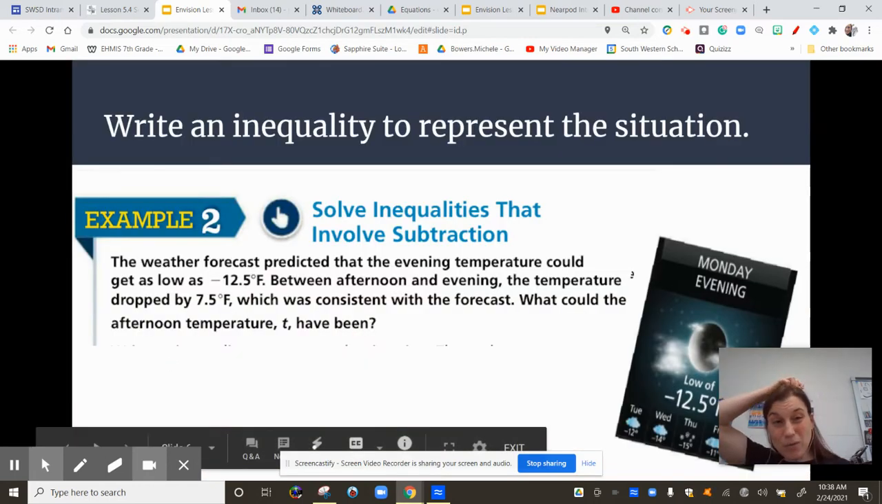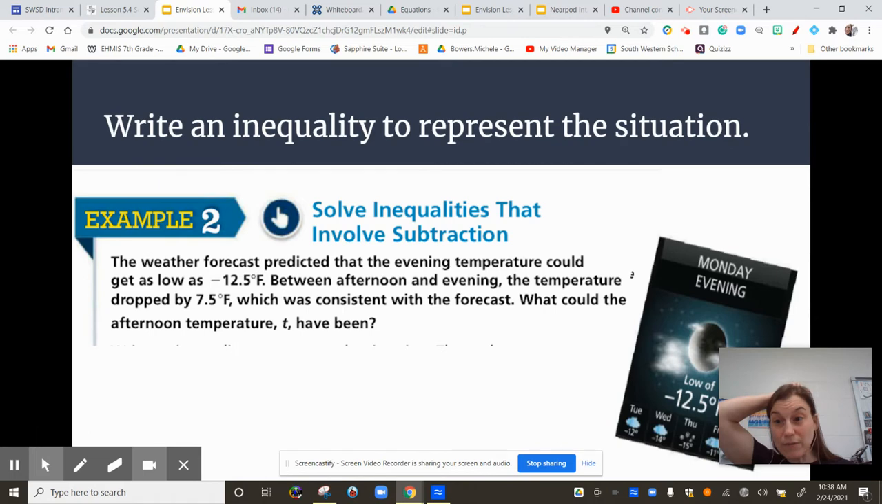So here's a second example. I jumped right to page 275. We'll come back and do the try it. Here's page 275. This one is involving subtraction. The weather forecast predicted that the evening temperature could get as low as negative 12.5. So it's not saying it's going to hit exactly negative 12.5, but they're saying it could be as low as negative 12.5. Between afternoon and evening, the temperature dropped 7.5 degrees, which was consistent with the forecast.